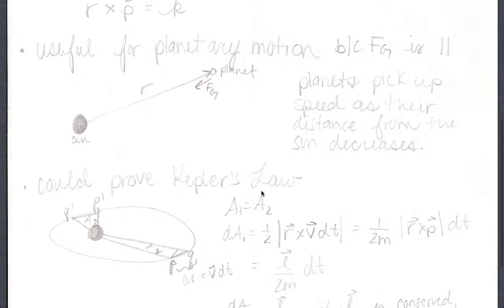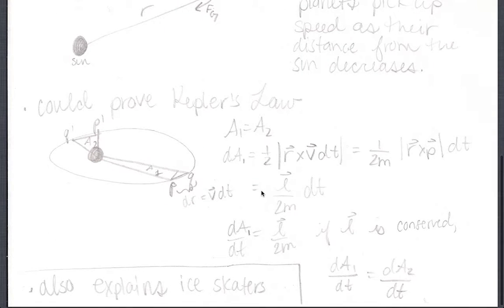And along the same lines, it also helps to prove Kepler's law. So Kepler's law says that the area swept out by the orbit of a planet is the same at all points in its orbit. So this area swept out when it moves from P to Q is the same as when it moves from P prime to Q prime. So A1 equals A2. And to prove this, I just found the change in area of just P to Q.